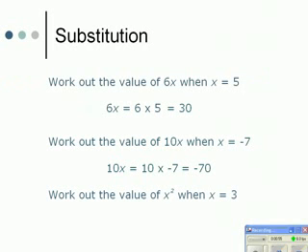Work out the value of x squared when x equals 3. Well, x squared, as we know, means x times x, so we've got to do 3 times 3, which is 9.